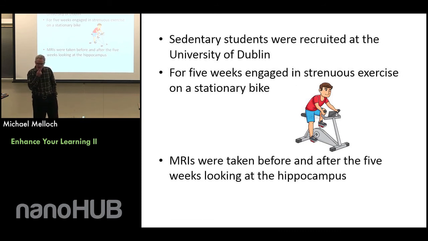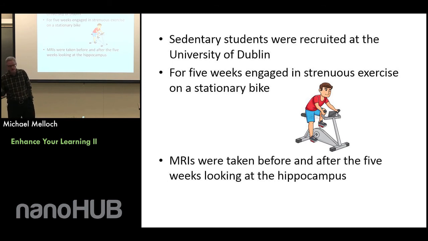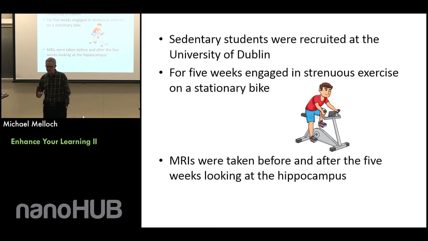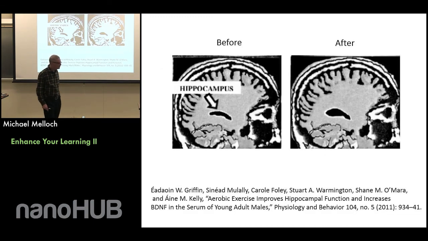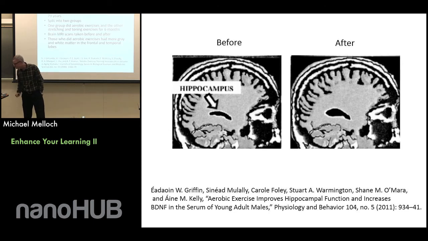So here was a study at the University of Dublin. They took some students who don't exercise, and they got them to commit to a 5-week program of strenuous exercise on a stationary bike. And they did MRIs before and after this exercise program. So you can visually see the effect of the exercise on the hippocampus. Greatly increased in size with the exercise, which was providing that BDNF, which was nourishing those new neurons that were being generated.